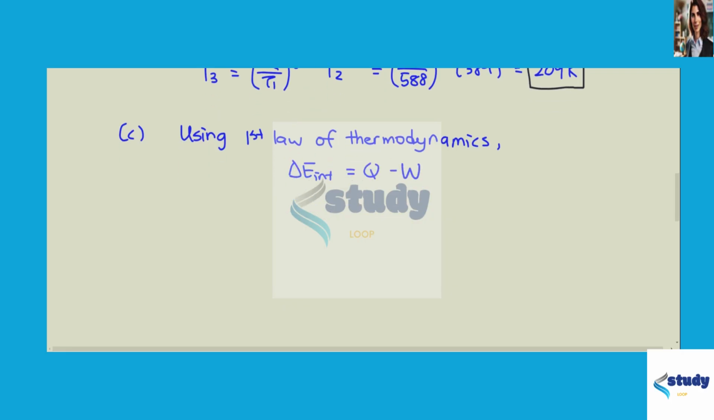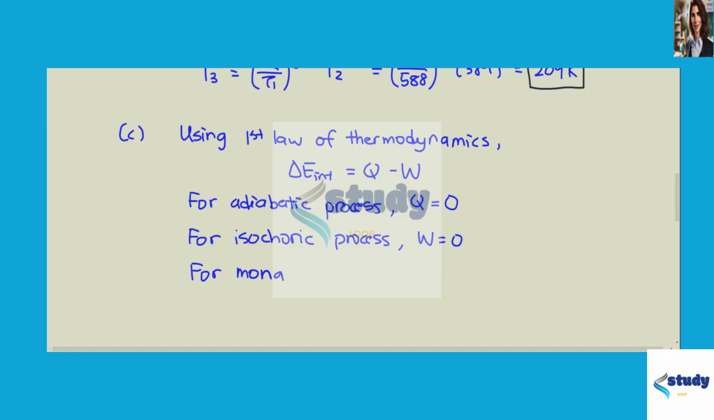Then we note that for an adiabatic process, Q equals 0. For an isochoric process, W equals 0. And for a monatomic gas, delta E internal is equal to 3/2 nR delta T.